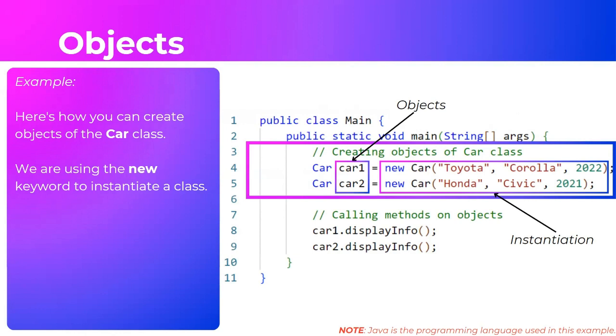For us to create an instance, or to create an object, we use the keyword new. Based on the example, we have here 2 objects, car1 and car2. To complete the object creation, we use the keyword new and then we call our class, which here is Car. Remember, based on the structure of our class, its blueprint or template, we need to pass 2 string arguments and 1 integer argument. So for car1, we pass Toyota, Corolla, and 2022, and car2 is Honda, Civic, and 2021. We need to follow the structure of our parameter list in our argument list.